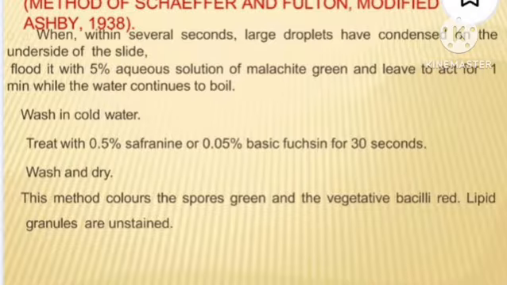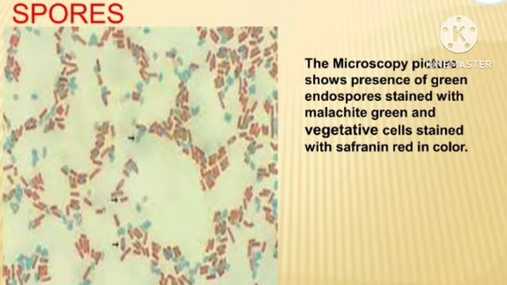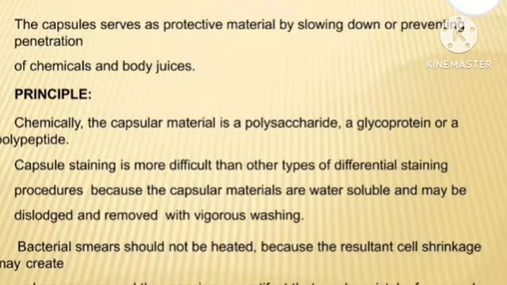Endospore staining visualizes the dormant, highly resistant structures. Malachite green driven in by heat is the primary stain and safranin is the counterstain for the vegetative cells, making spores appear green and cells appear red. You can see in the pictures the spores in green and the vegetative cells in red.